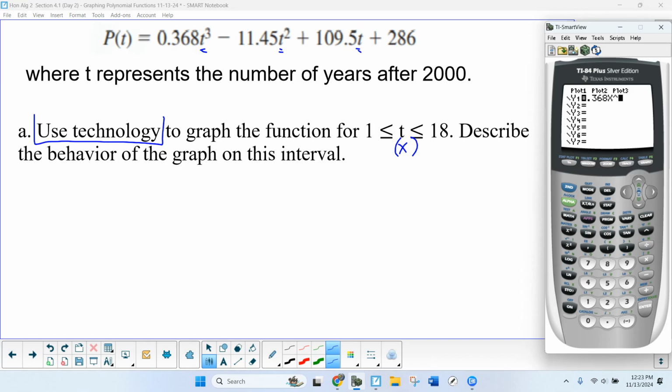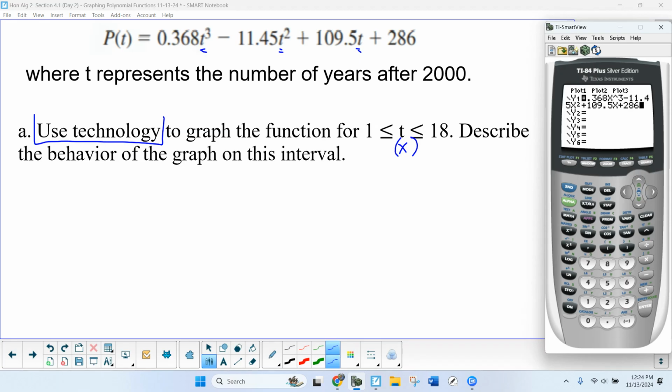0.368x to the third minus 11.45x squared plus 109.5x plus 286.